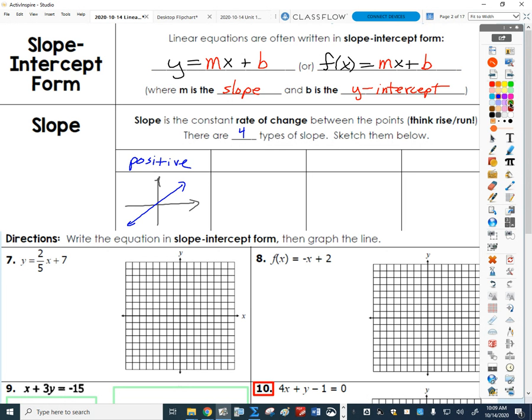Okay, what about negative slope? From left to right, what's the ant doing this time? Walking what? You know, that'd be downhill, wouldn't it? So something like that. Okay.